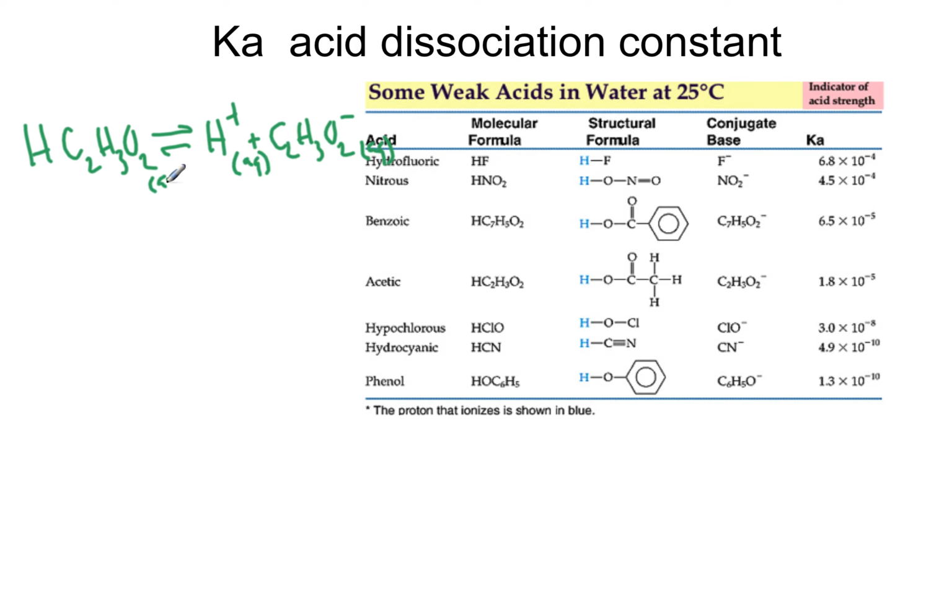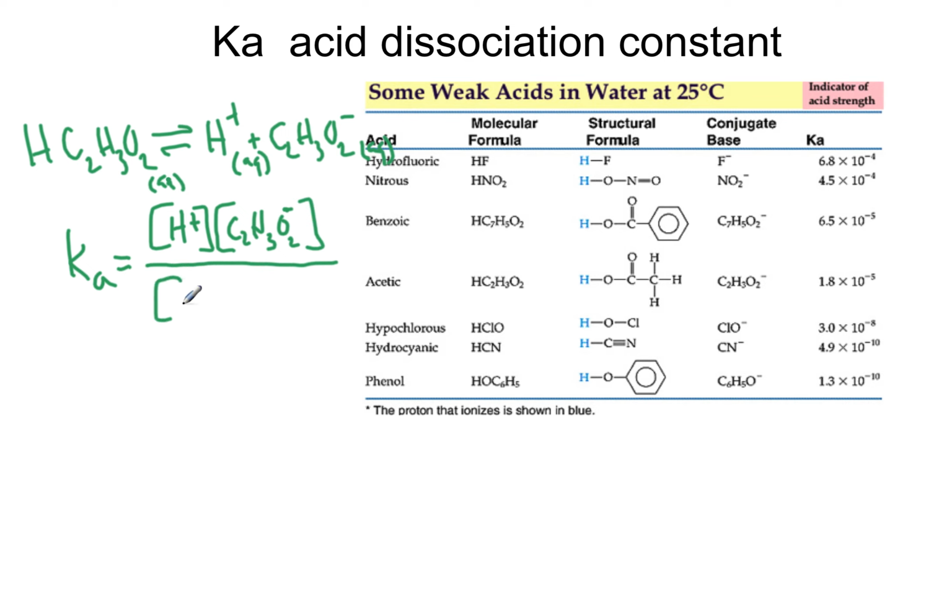Okay, since all of these are aqueous, the dissociation constant we set up by doing Ka equals the concentration of products raised to the power of their coefficient, which is 1, so there's a 1 there, times the acetate, C2H3O2 minus, all over the equilibrium concentration of acetic acid.